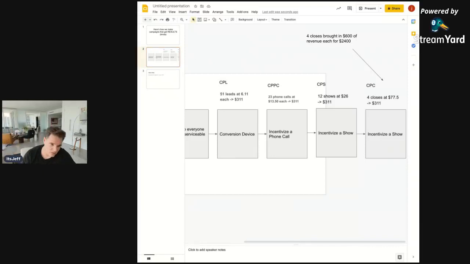Cool. So now we fixed the cost per phone call. We fixed the cost per show. Now people are showing up. Why are they not closing?